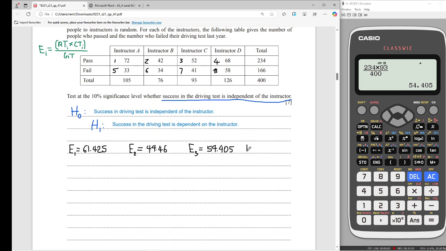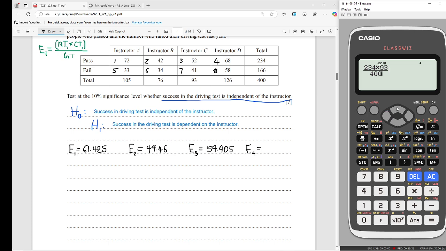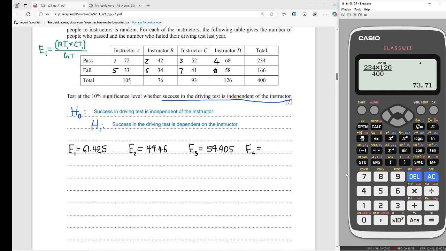Finally, to calculate the last expected value of this row, E4, we just change the column total because we are looking at all the values of the same row. So the row total doesn't change, and we have an expected value of 73.71. Right, so those are the expected values for all cells in the first row. Moving on to expected values 5 to 8.